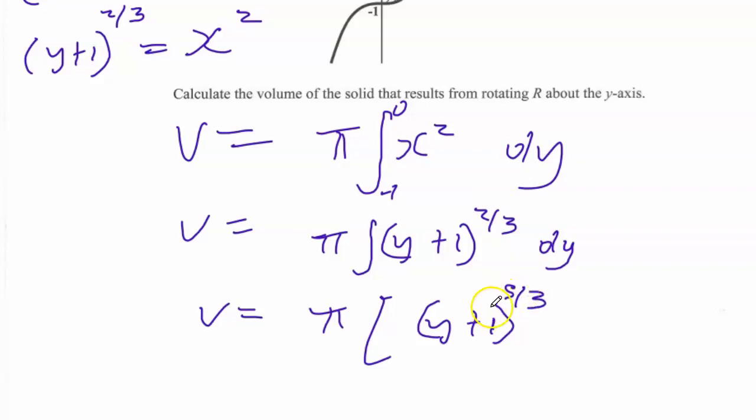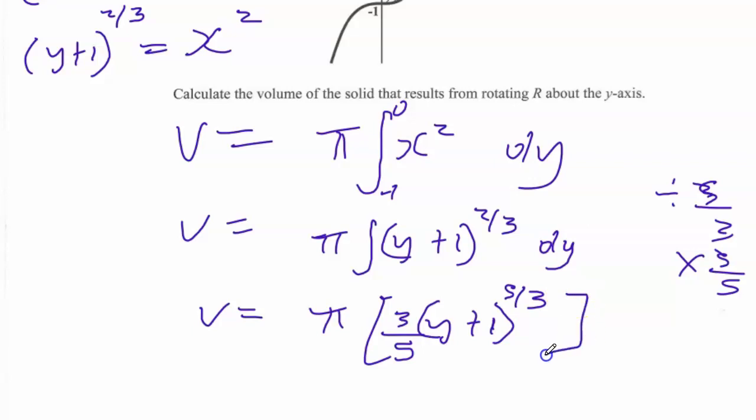And divide, remember how integration works. You divide by this new power. Now dividing by 5/3 is equivalent to multiplying by 3/5, we just invert. So we are multiplying this by 3/5, which is equivalent to dividing by 5/3. Alright? Between the limits 0 and -1.